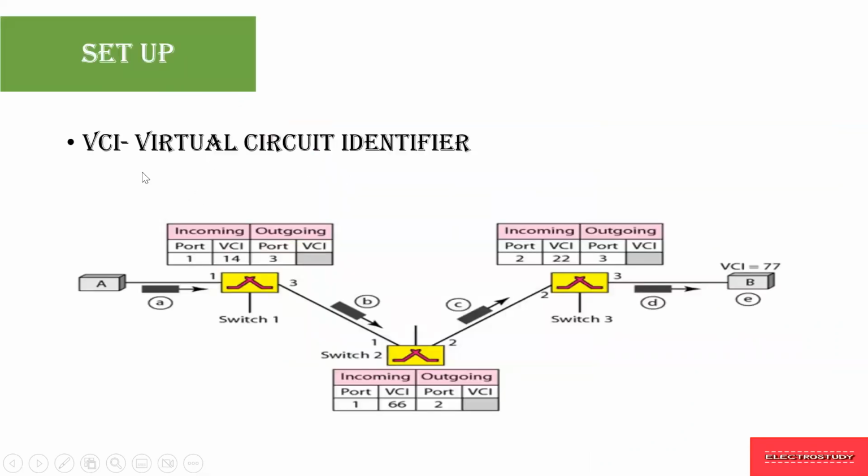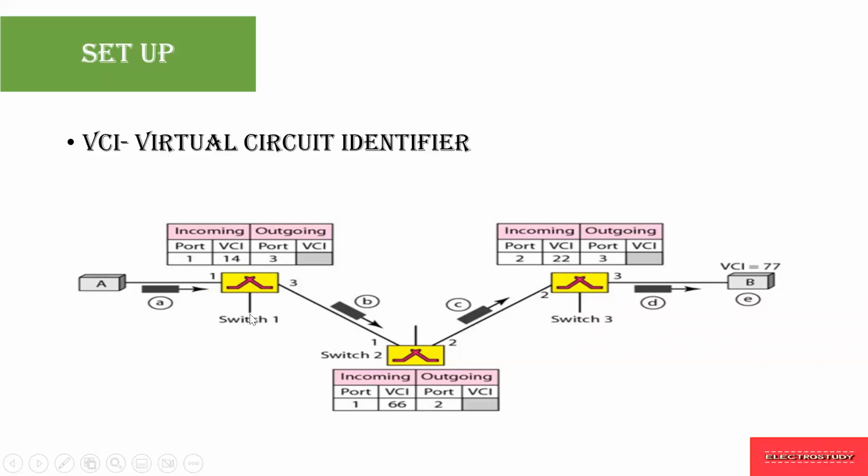In the setup phase, you have a sender A and a receiver B, and you have packets, and switches are connected in between rather than routers. Now you have a particular table where the port number is mentioned, and there is a label called VCI. VCI is nothing but the virtual circuit identifier. It represents the label of the data that has been transferred.